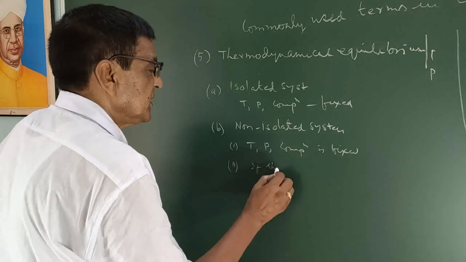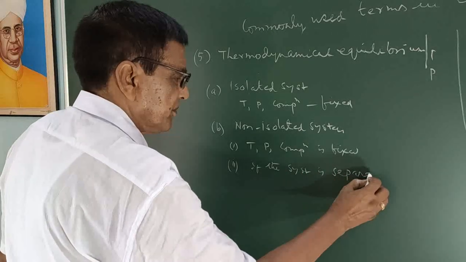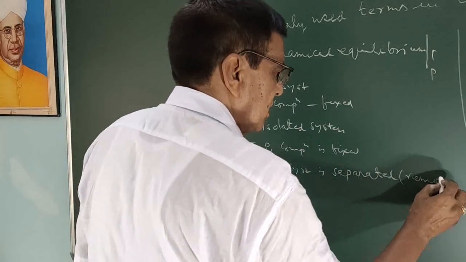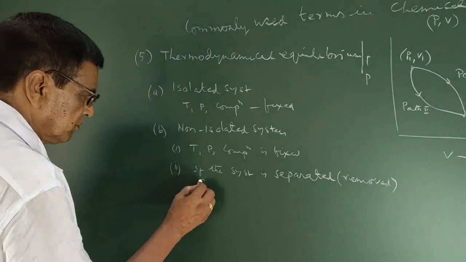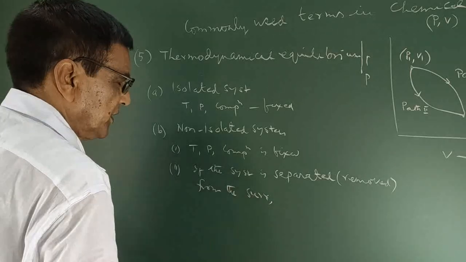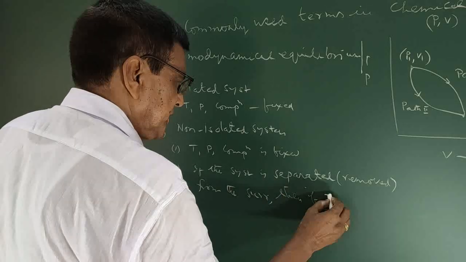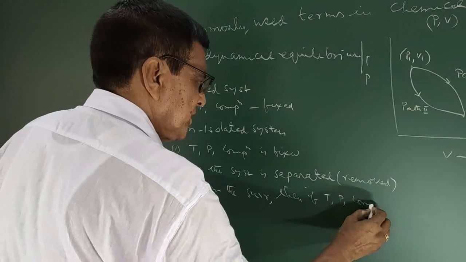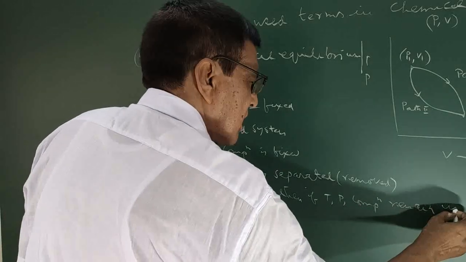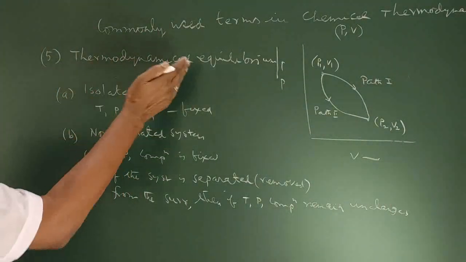And the second condition is that if this non-isolated system is separated or removed from the surroundings, and then the temperature, pressure, and composition remain unchanged, it is called thermodynamical equilibrium.